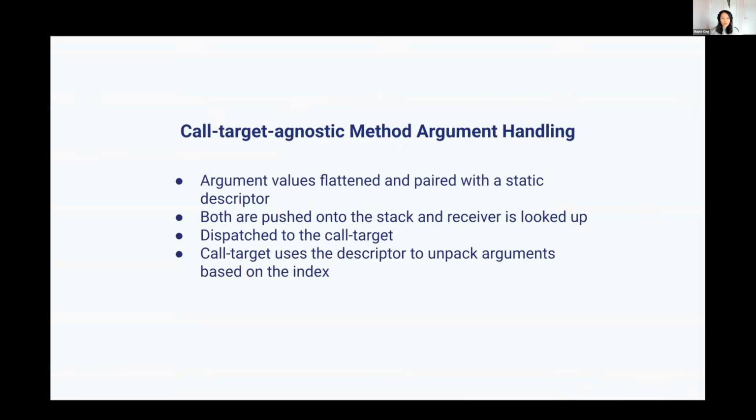So let me quickly and briefly describe to you how this implementation works, and then Chris will go into the detail. At the call site, the argument values are translated into a flattened representation, and then we pair it with a static descriptor that stores the keywords. The data is then pushed onto the stack and the receiver is looked up and then dispatched to the call target. The call target intelligently uses the flattened array and the static descriptor to unpack the arguments according to the index of each argument. So exactly how does that work?